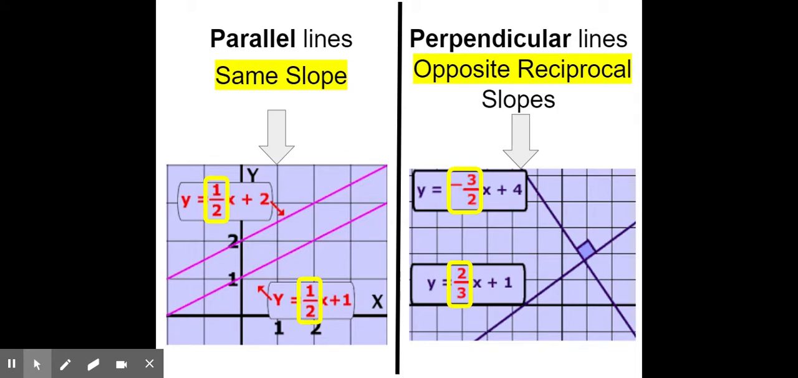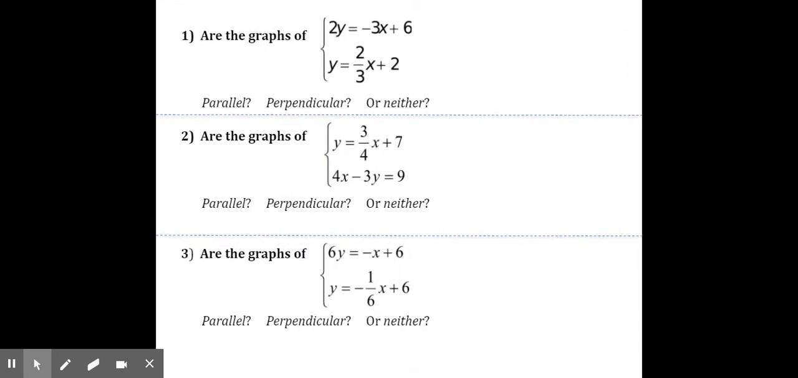Okay, now that we know something about parallel and perpendicular lines and that we have to watch out for the slope, let's do some examples where we're applying this new information. Let's take a look at number 1, 2, and 3 in our notes. Notice we're being asked, are the lines parallel, perpendicular, or neither? Well, we know what parallel means. We know what perpendicular means. What does neither mean? Well, it can mean one of two things. If two lines are not parallel or perpendicular, they could be the exact same line where one is graphed on top of the other, and that's coinciding.